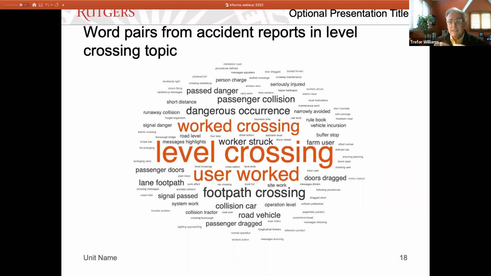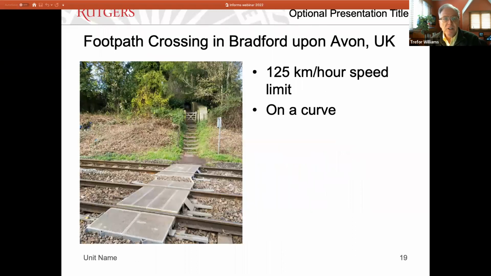And so we went back and did a more basic type of text mining, where we asked what the most frequent word pairs are. And again, of course, level crossing, grade crossing accidents, but this footpath crossing is prominent. And that's because someone took me to a place and showed me this. This is 125 kilometers per hour. And there's a sign.